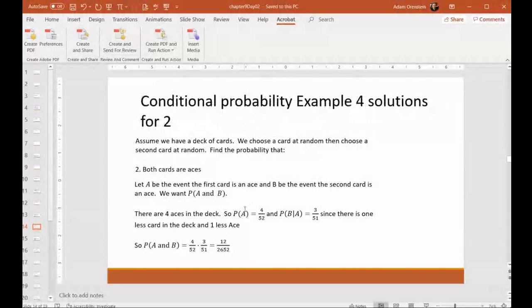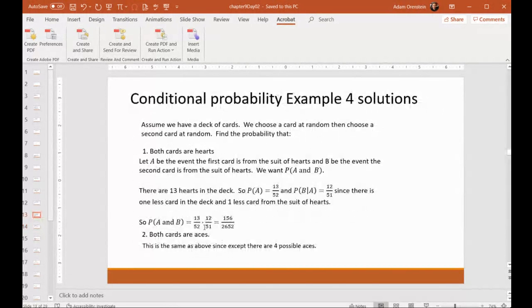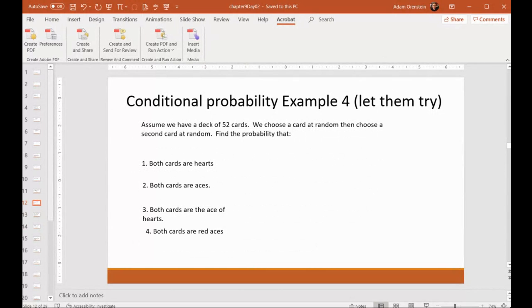Okay. Now I did this for the other class. Let me do it for you guys, for the ace of hearts. I can see the chat now, so you can type if you want. Did anyone get that probability that both cards are the ace of hearts? You could type in the chat if you got it.